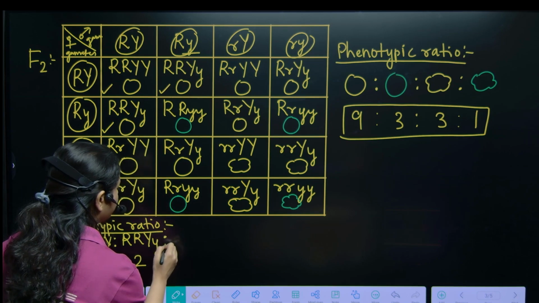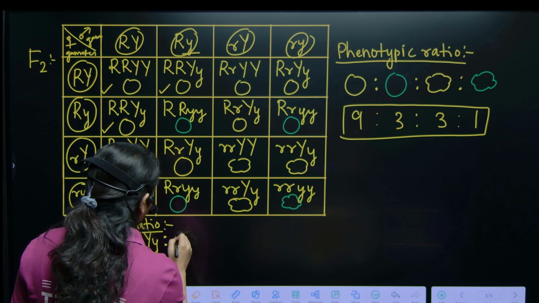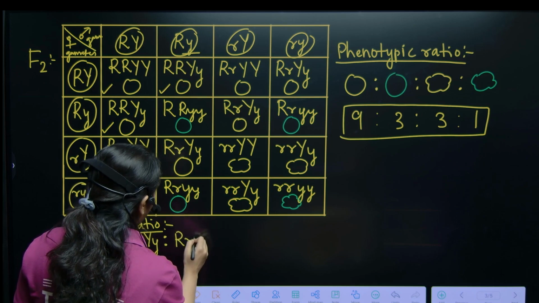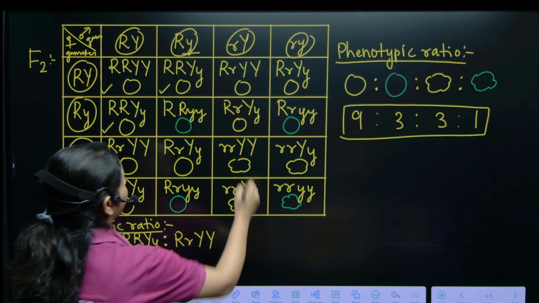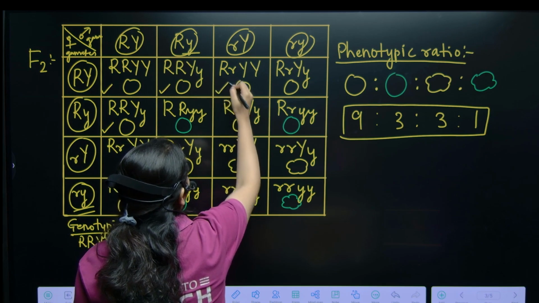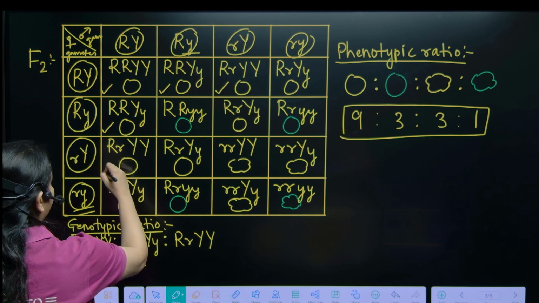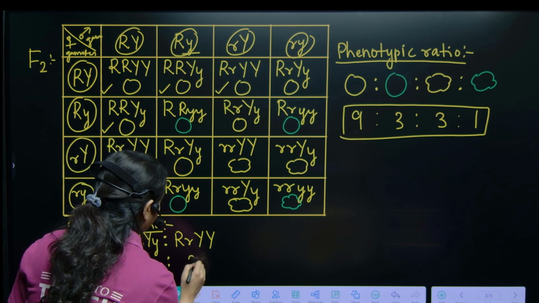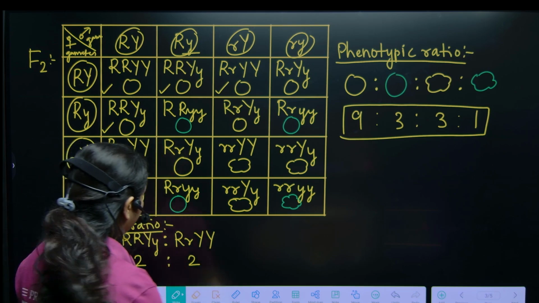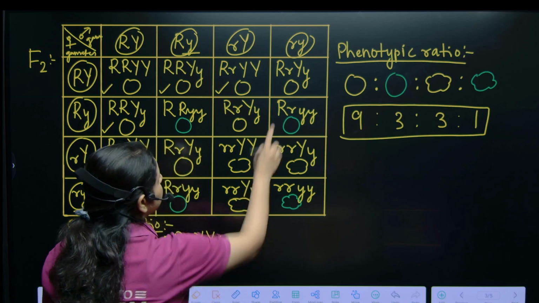Now what is the next one? Capital R, small r, capital Y, capital Y. Let's count how many with this genotype. This and here. So we have 2.